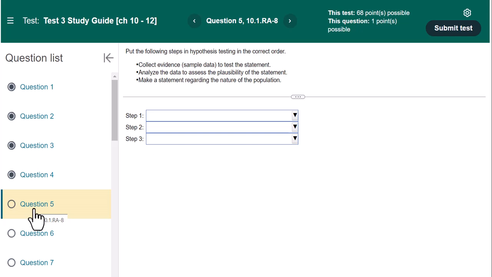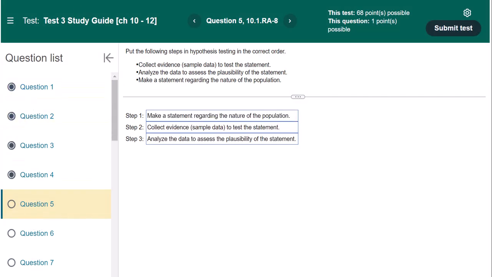Put the following steps in the hypothesis testing in the correct order: collect evidence, sample data to test the statement, analyze the data to assess the plausibility of the statement, make a statement regarding the nature of the population. So let's show you how to do that. First of all, you make a statement. What is it that you want to do? Then collect evidence, and then you analyze the data.